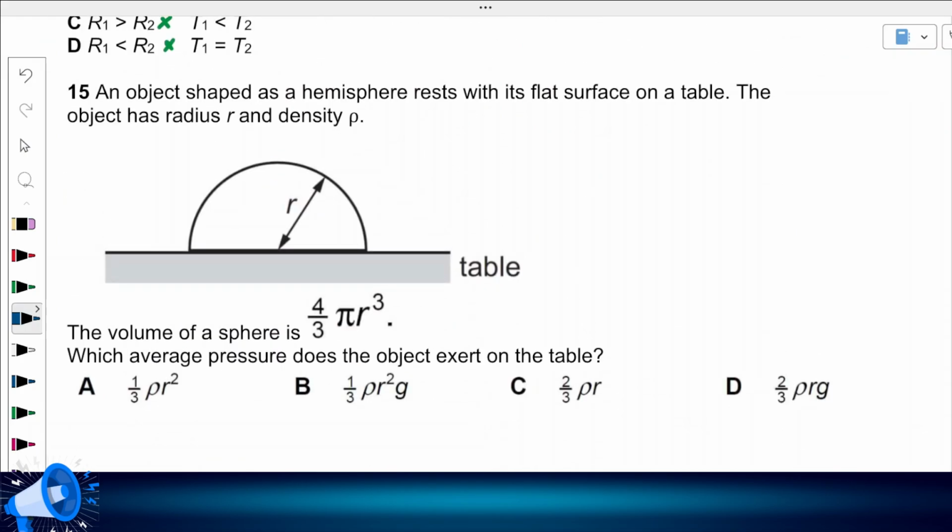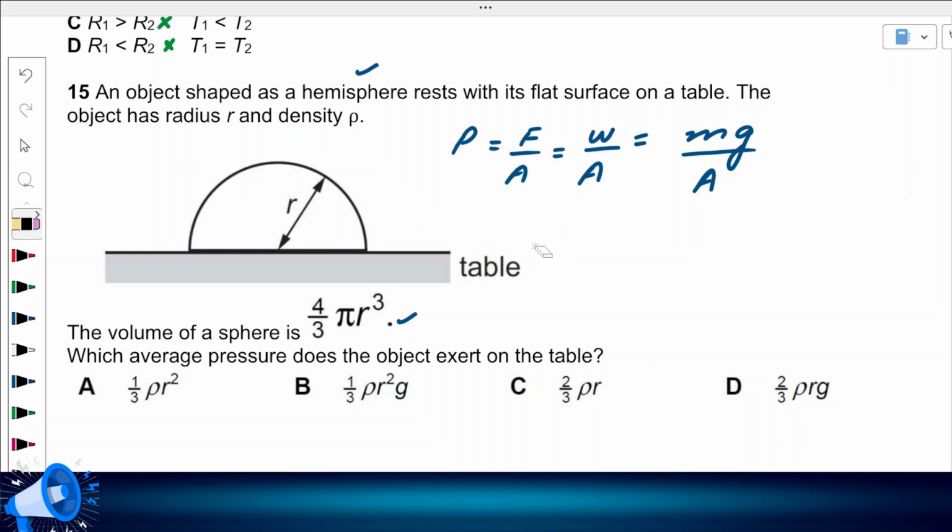Okay, question number 15, we need to find the average pressure exerted by the object on the table. The volume of the sphere is 4 over 3 pi r cube. This is not a sphere, this is a hemisphere, so the volume would be half of this one, 2 over 3 pi r cube. So pressure equals force over area. Force equals weight. Weight equals mg divided by area as it is.